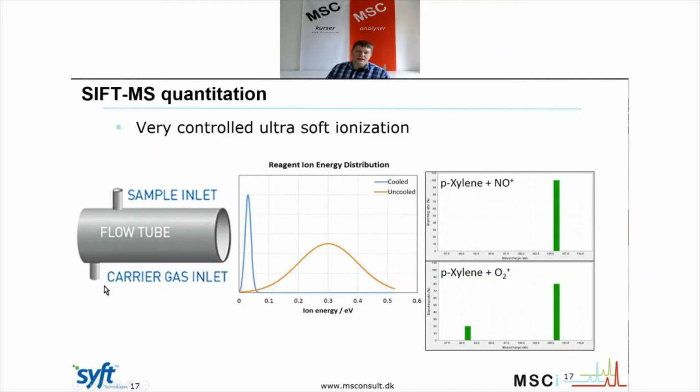We cool it with our carrier gas. That's the reason that the carrier gas is before the sample inlet. Because then the high energy reagent ions collide with the inert carrier gas, which is nitrogen or helium. It doesn't react because it's inert. So that means it gives a lot of energy to the carrier gas, but remains the same ion. And then we get a much more controlled ionization.